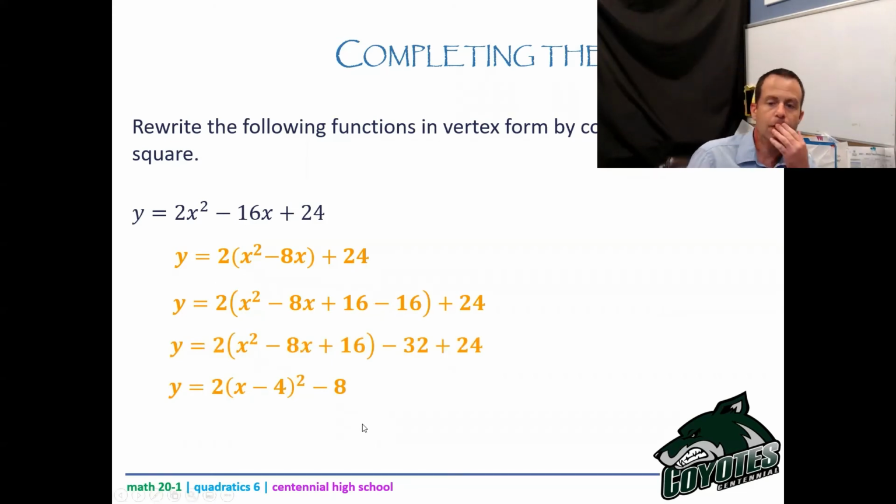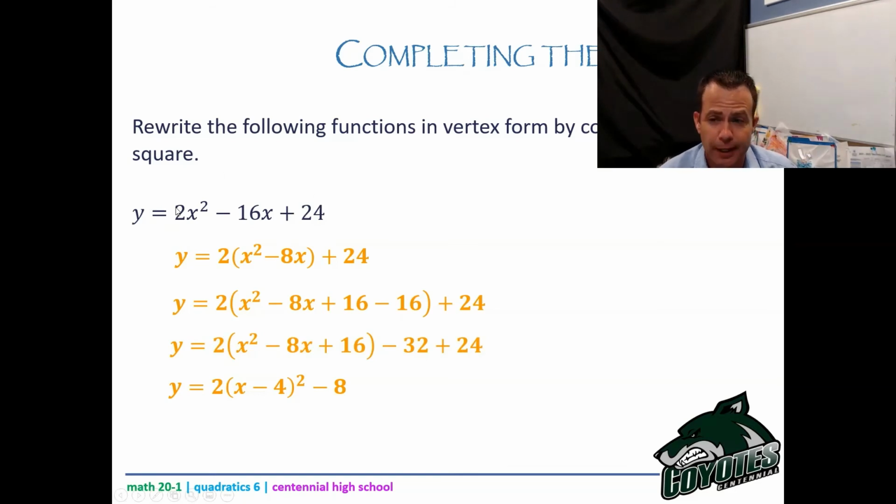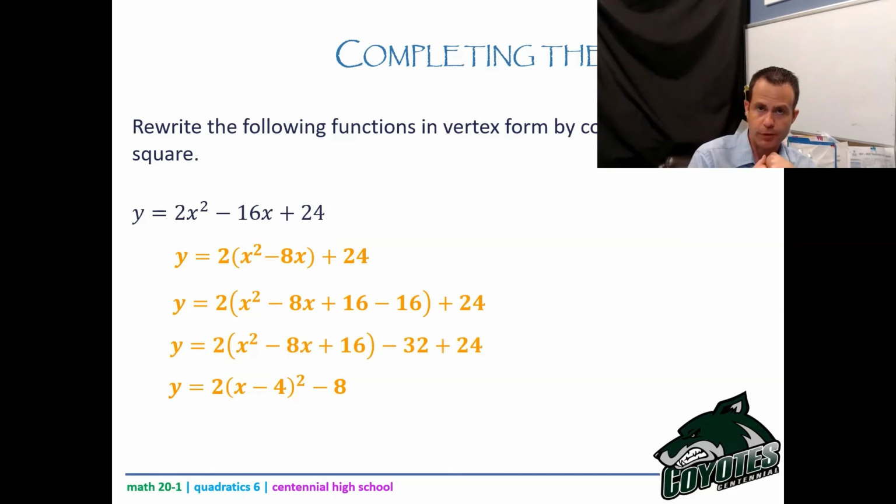Okay. So often on a test, the question isn't going to say, rewrite the following functions in vertex form. It's going to give you something like this equation and say, algebraically find the vertex. Well, if you have to algebraically determine the vertex, you'll have to put it into vertex form first. Okay.